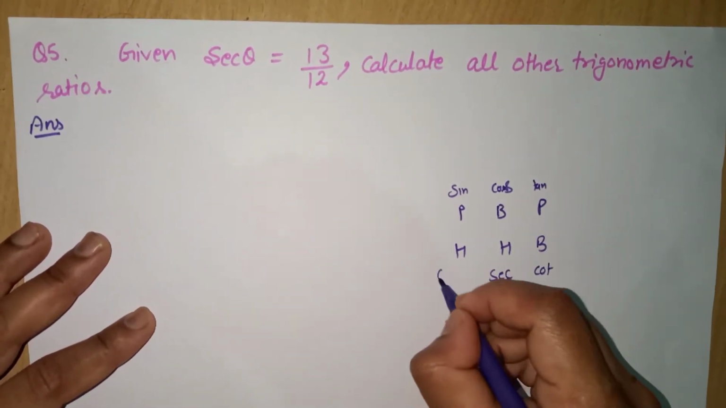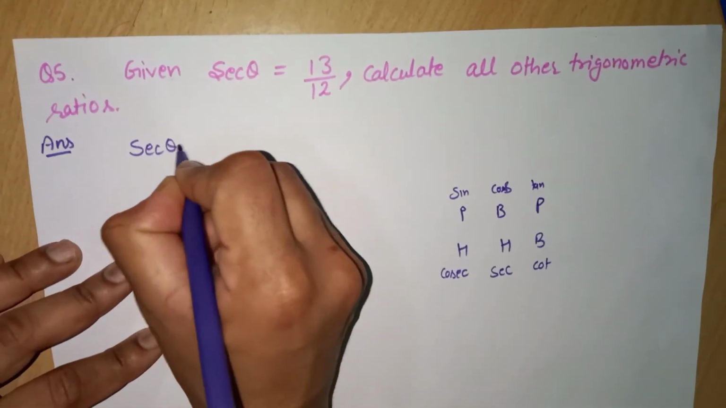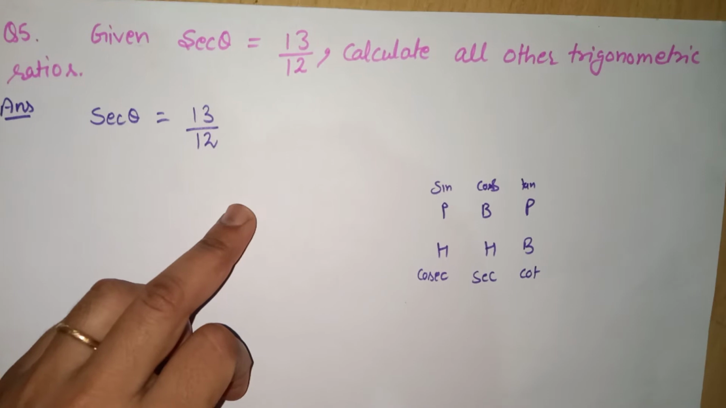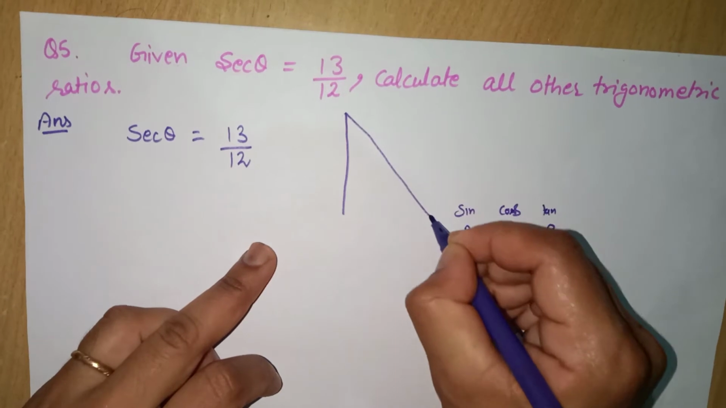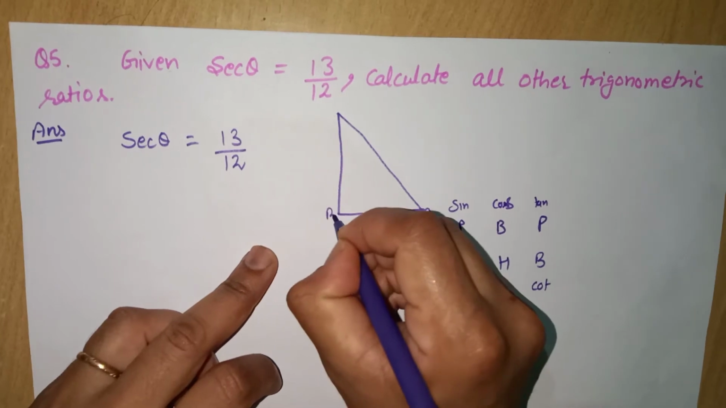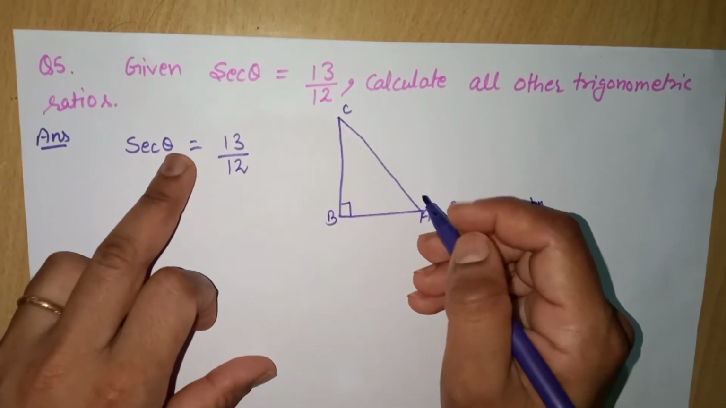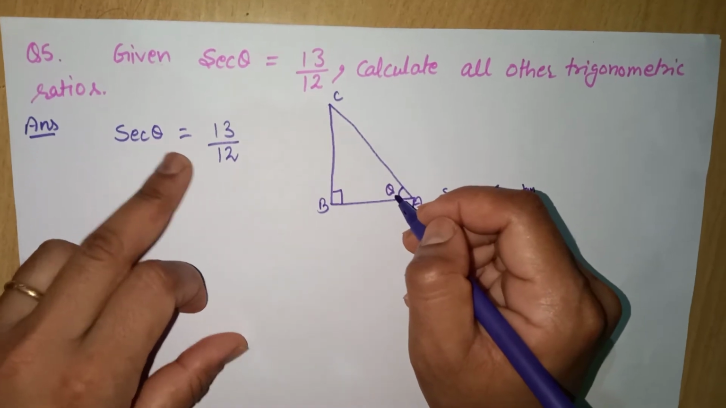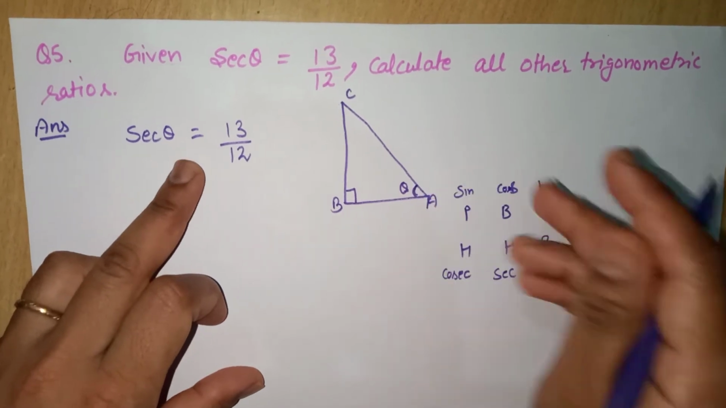Secant, cosecant. Here we are given that secant theta is equal to 13/12. First of all, let's draw a right angle triangle ABC, which is right angled at B. Here we are given the angle theta, so we will write theta here. Theta, as I told you earlier, is the Greek symbol used to denote the value of an angle.